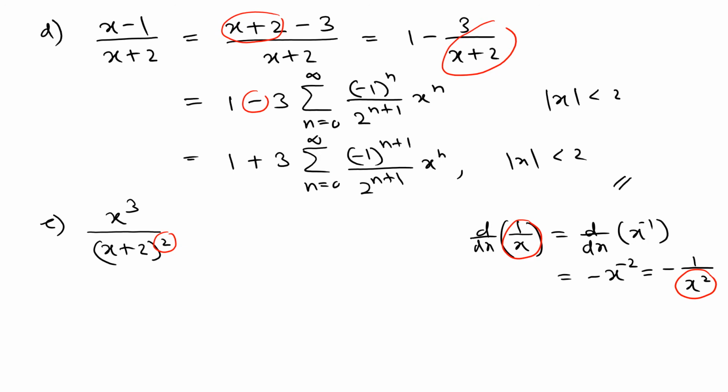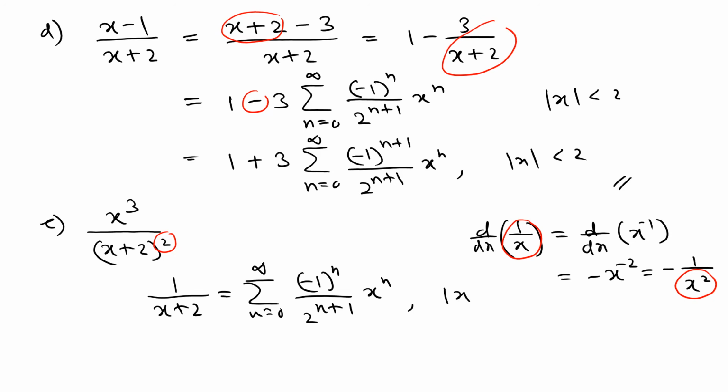So if you start with 1 over x plus 2 and take the derivative, it's going to increase the power in the bottom. So let's start with that. We can start with 1 over x plus 2 that we already know, which is sigma n going from 0 to infinity, negative 1 to the n over 2 to the n plus 1, x to the n. This is valid for x less than 2. Now we can take the derivative.